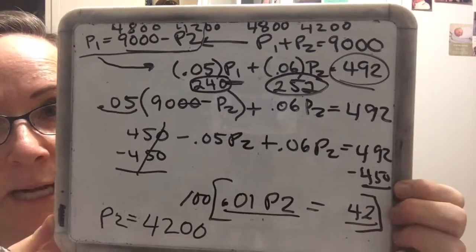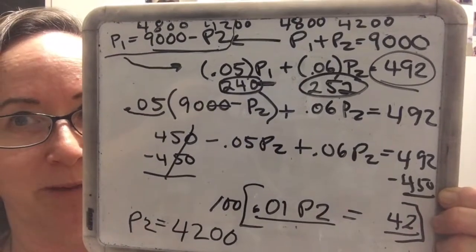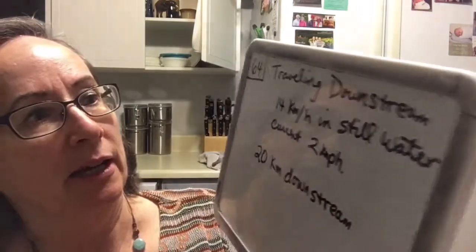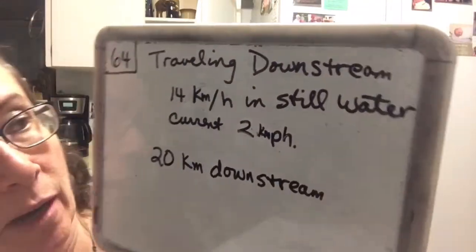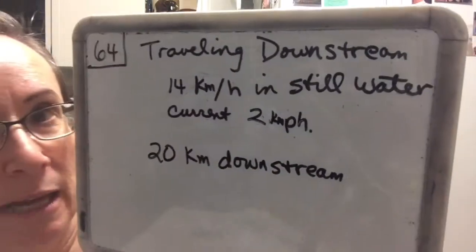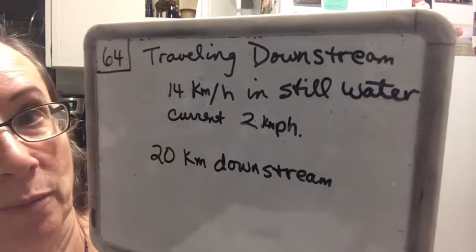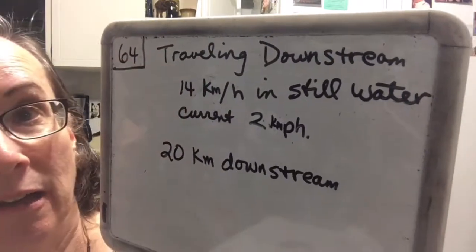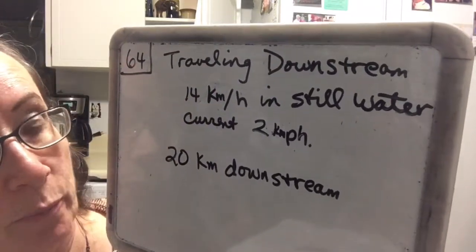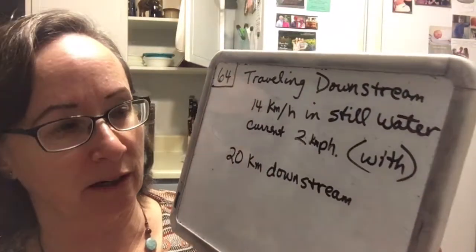We just have a couple more little problems that I want to work for you, and then we'll be done with 1.5. For the last couple problems here, we have a traveling downstream problem, and our kayak goes 14 kilometers per hour in still water, and we have a current of 2 miles per hour that is, we are flowing with the stream. We are going gently down the stream, so we're with the current.